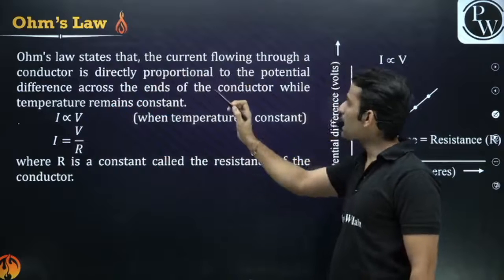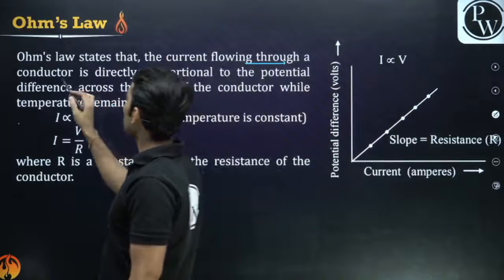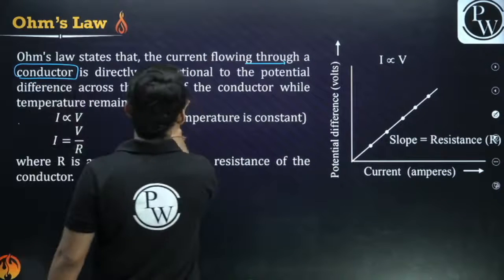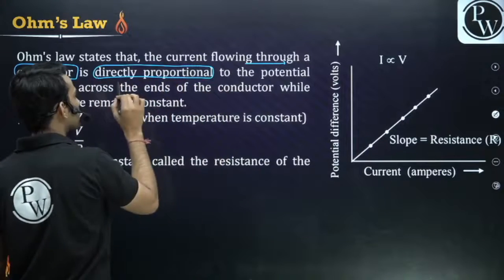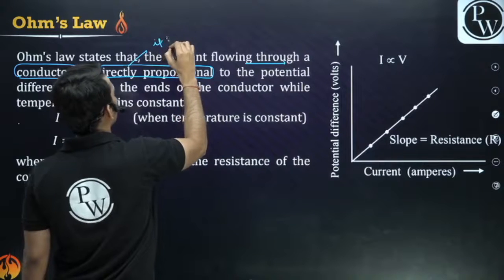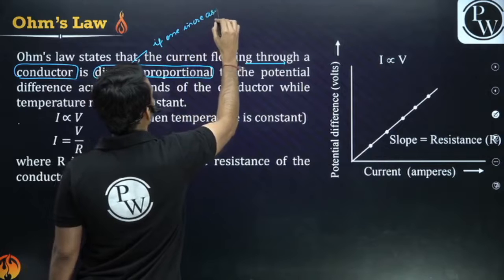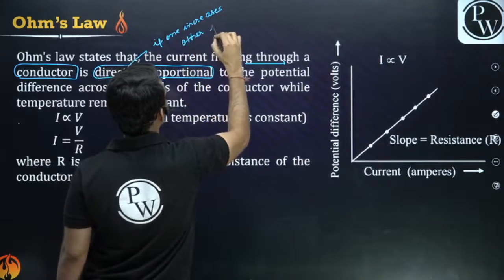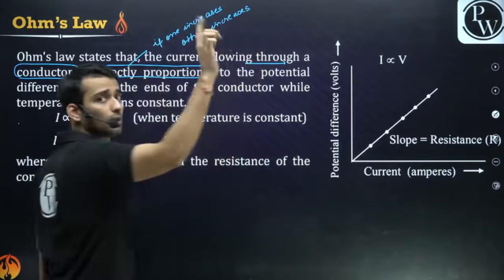He told us that the amount of current flowing across any conductor is directly proportional to the voltage. Directly proportional means if you increase one, the other will increase. And what is inversely proportional? If you increase one, the other has to decrease.